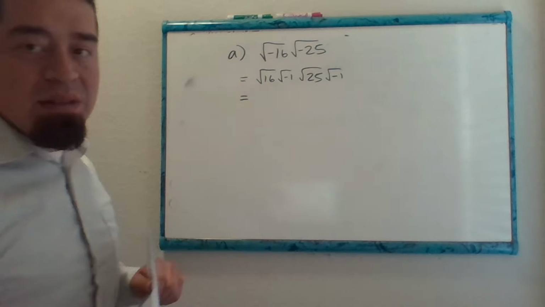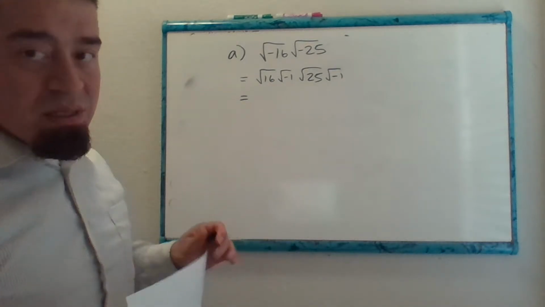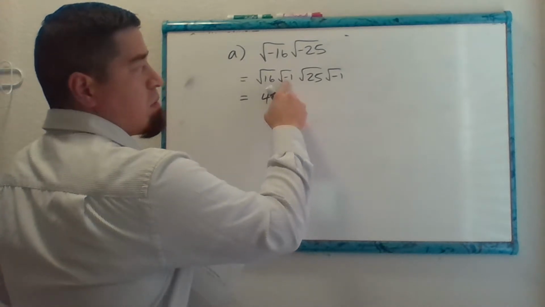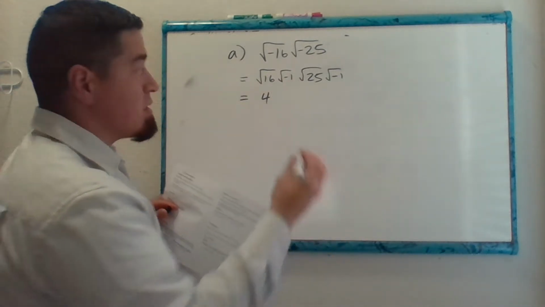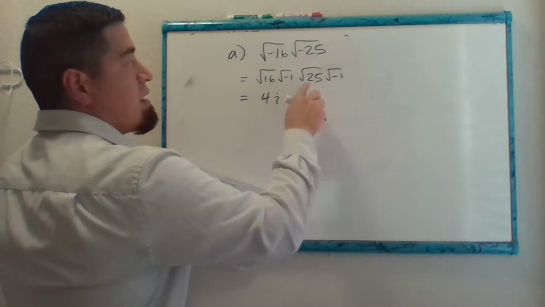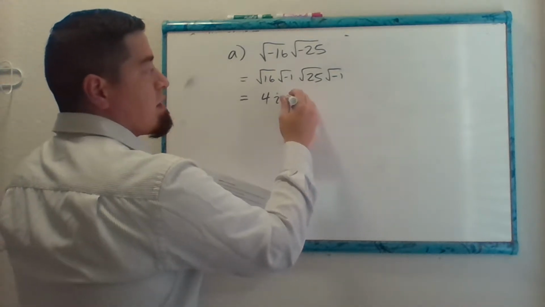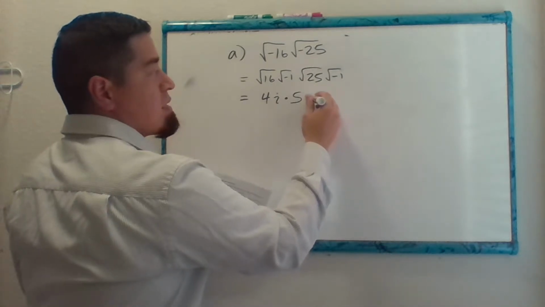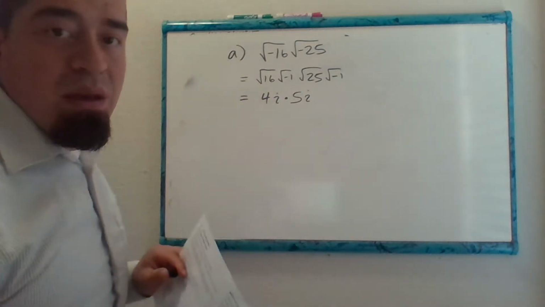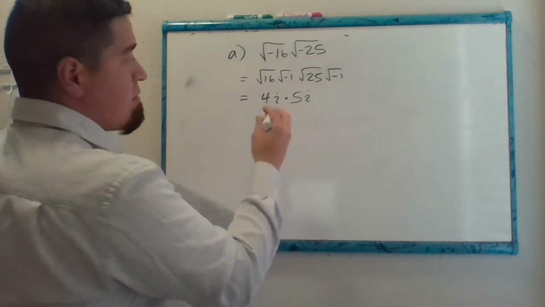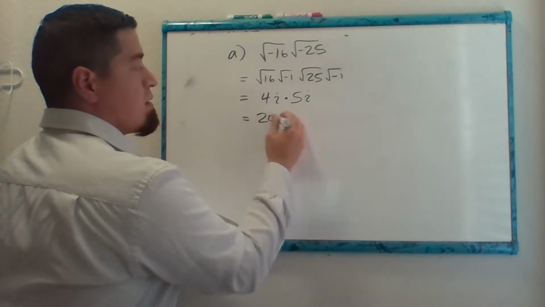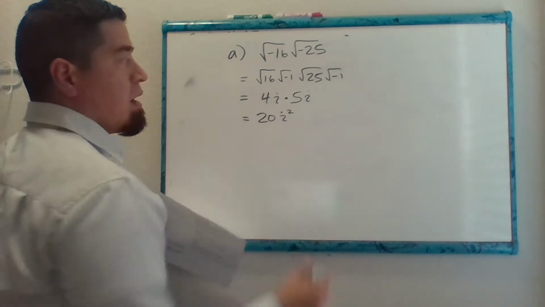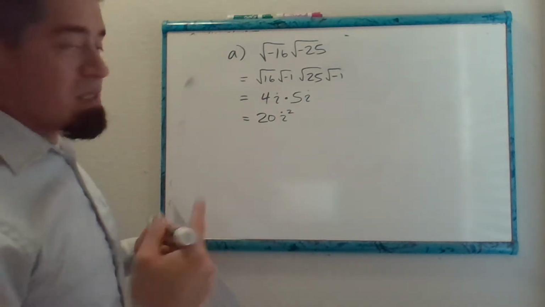Now, what else do we know about this? Well, we know the square root of 16 is 4. We know the square root of negative 1 is i. We know the square root of 25 is 5. And we know the square root of negative 1 again is i. So now 4 times 5 we know is 20, and i times i is i squared. But if we think about what we said earlier, what's i squared?